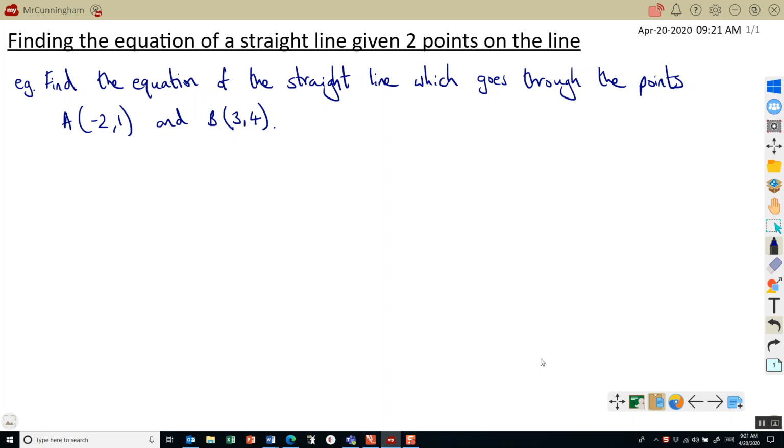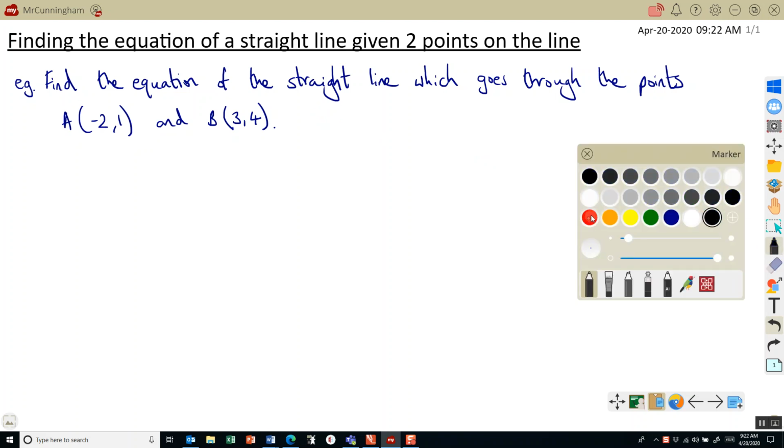Okay, we're going to find the equation of a straight line given 2 points on the line. So this time we don't have a visual representation. We don't actually have a picture of the straight line. We're just given 2 points and we have to figure out what the equation is.